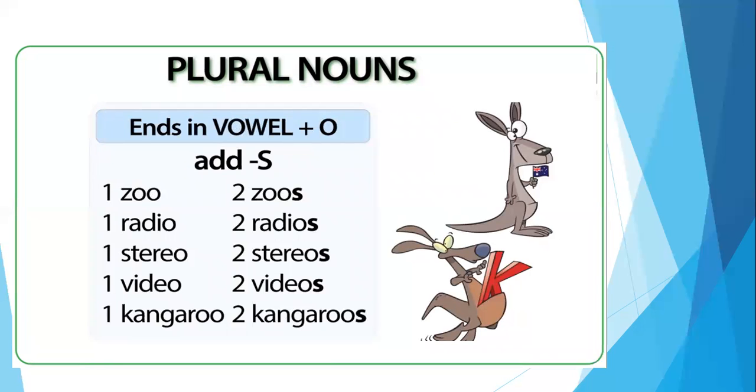The last letter is O. Before the last letter, there is a vowel. For zoo, the last letter is O. Before the last letter, another O is there. For radio, the last letter is O. Before the last letter, vowel I is there. Like that, every word has a vowel before the last letter, O.